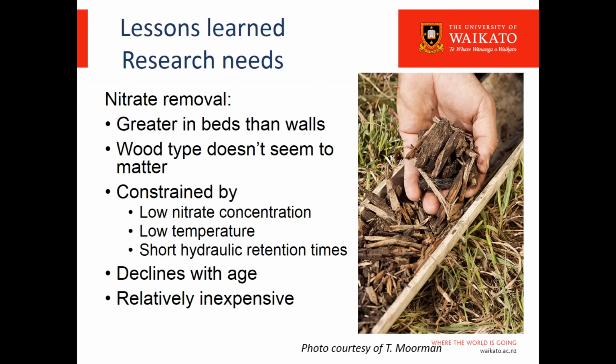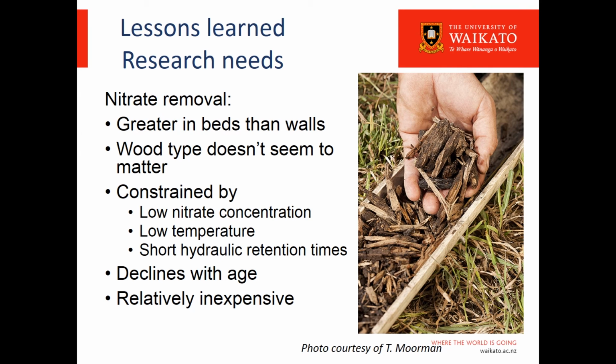Right, perfect timing. Lessons learned. A lot of these conclusions came out of the meta-analysis. I'm showing you all this stuff, but you can read up on it if you want. Generally, nitrate removal rates are faster in beds than in walls, and that's often because the beds have a higher percentage of carbon in them, whereas in walls you'll often have a mixture of carbon and soil. Wood type doesn't seem to matter, but there are other carbon sources, and you have a trade-off between nitrate removal rate and sustainability.